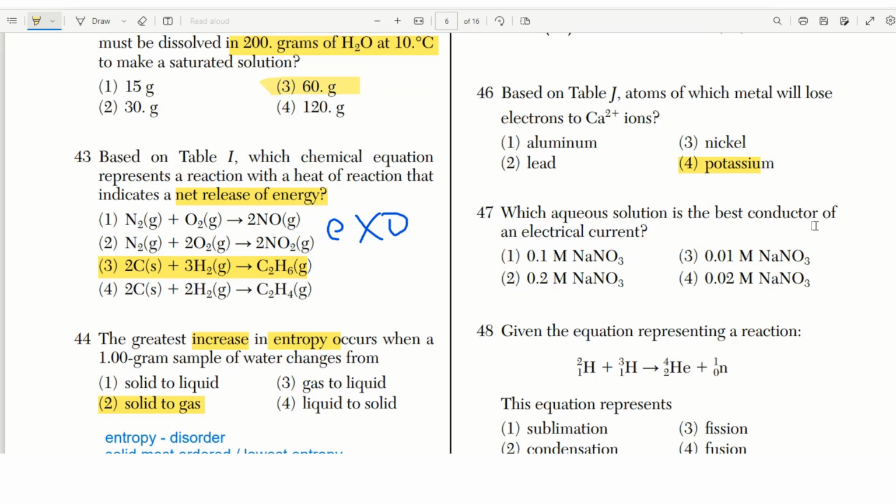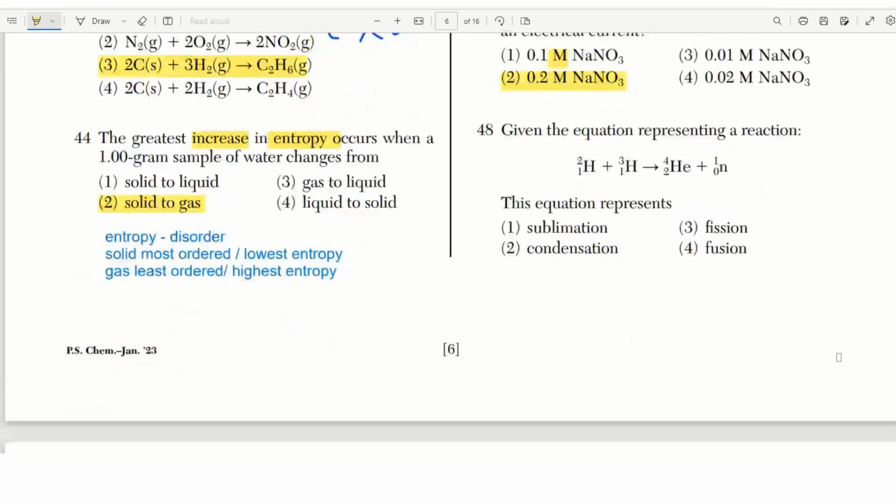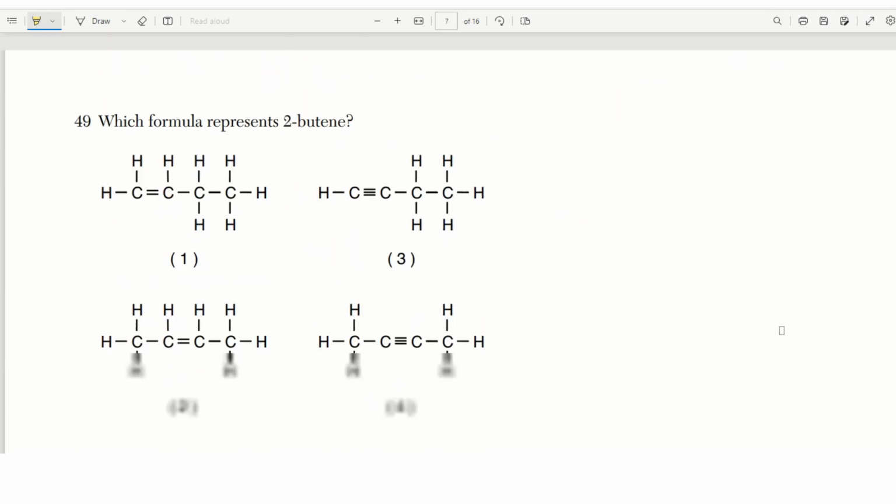Which aqueous solution is the best conductor of an electrical current? Well, we are looking at concentration for this one. And we have more ions, better conductor. So the highest concentration. There we go. And given this, the equation representing a reaction, look at this, 2 little bitty ones forming a little bit bigger. That is fusion.